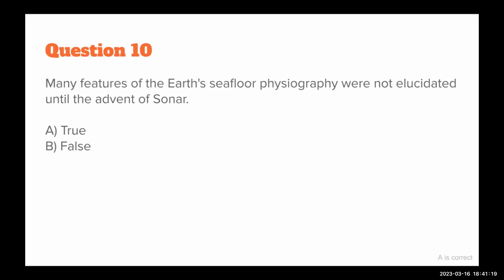Did she say anything for question 10? No. True. Okay. As we said, a lot of new technologies, it's very recent science. You need a lot of those technologies in geophysics to be able to actually determine these things.